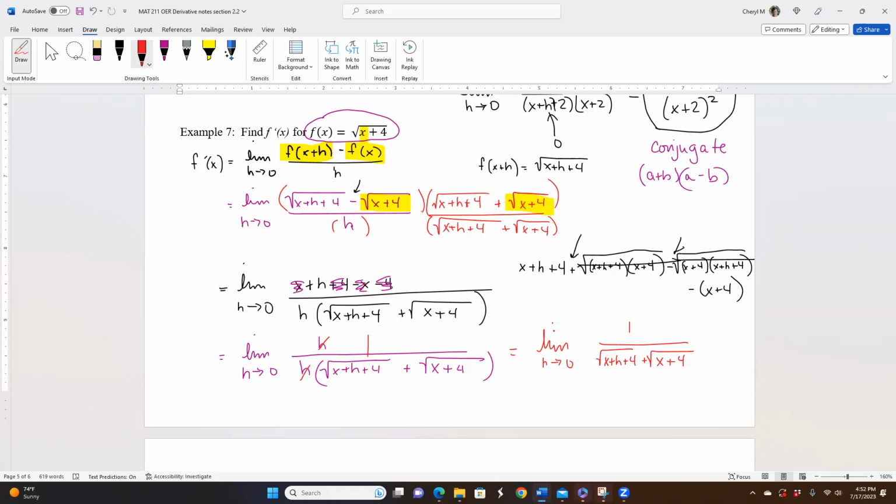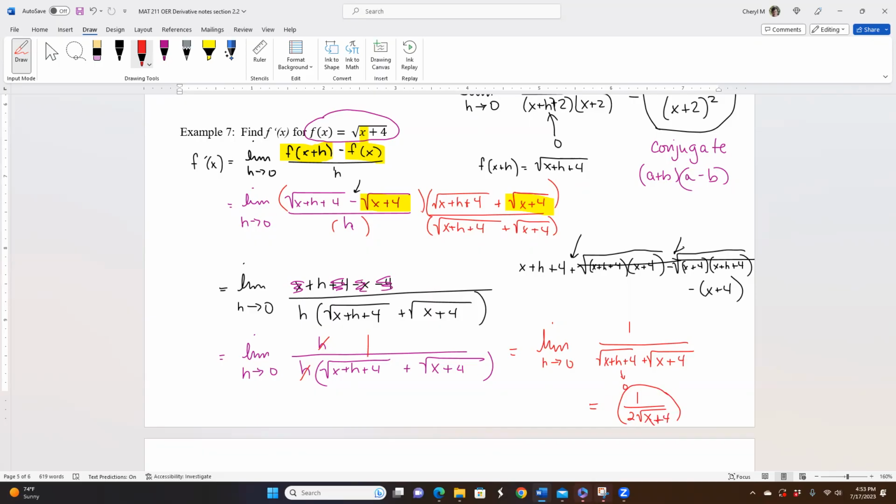Finally, our last step is to take the limit. So this h will become a 0. So this expression in the first part is really just the square root of x plus 4, and so is this one, the square root of x plus 4. So our final answer is 1 over 2 square roots of x plus 4. You kind of had to take the long road to get there, but that is how that works.